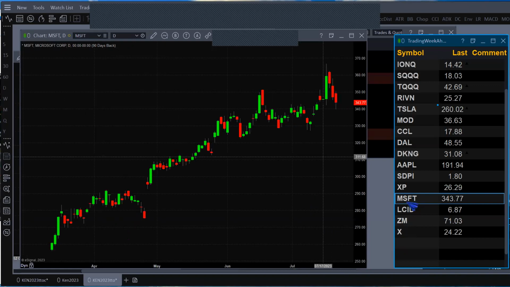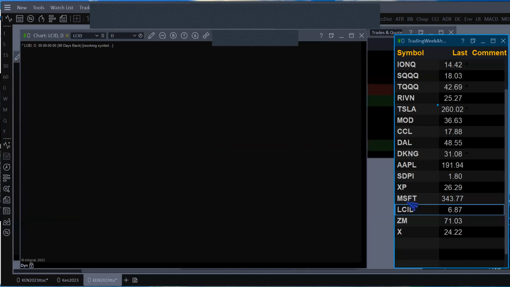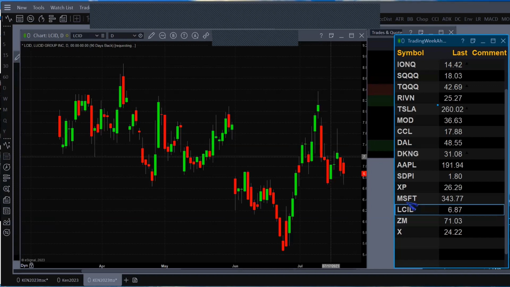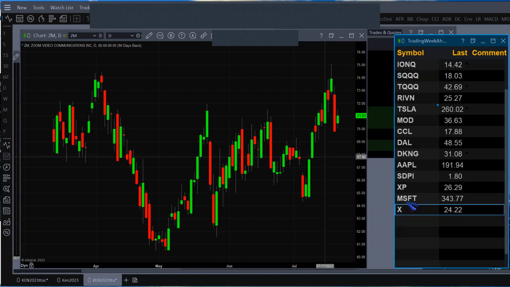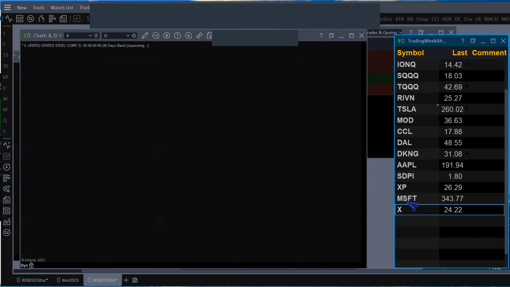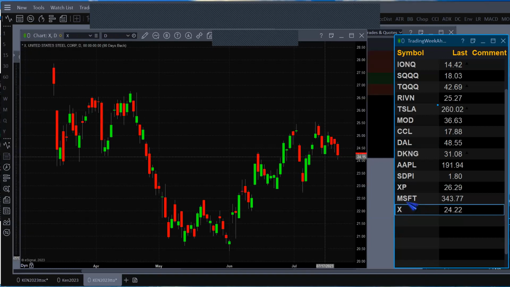Microsoft, come on. That's actually okay if you're an investor, a long-term trader, because the trend is intact. So not my favorite though. LCID, that's a horrible chart. ZM. Wow, that's awful. See, if you guys aren't making money, it's because you're trading charts like these. US Steel, that's a horrible chart.